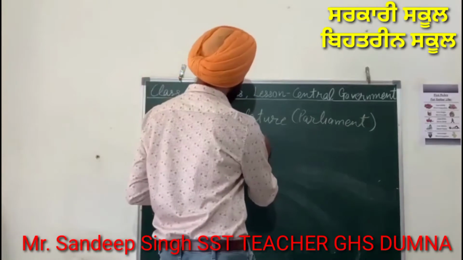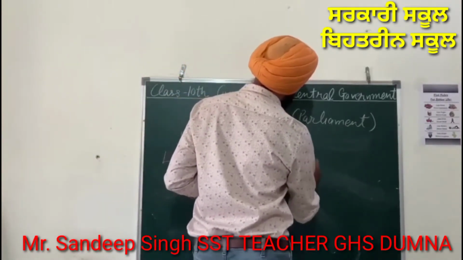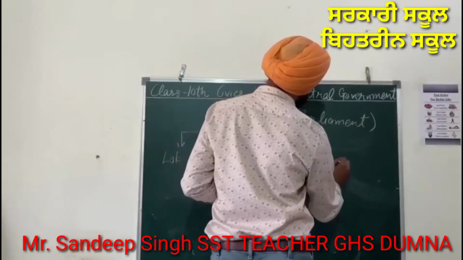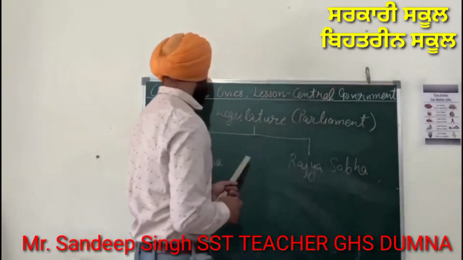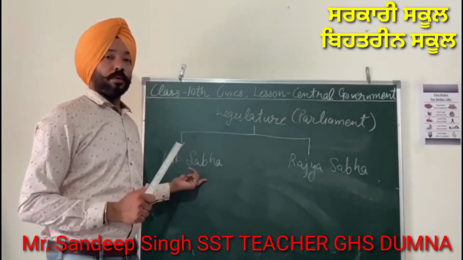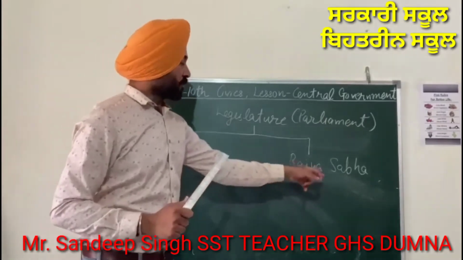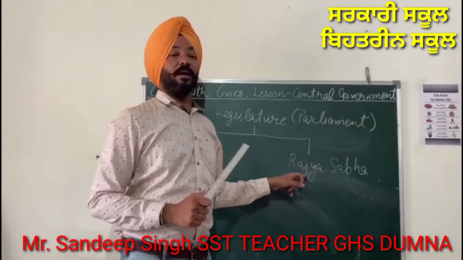and Rajya Sabha. Lok Sabha is also called House of People or Lower House, and Rajya Sabha is also called Council of States and Upper House.